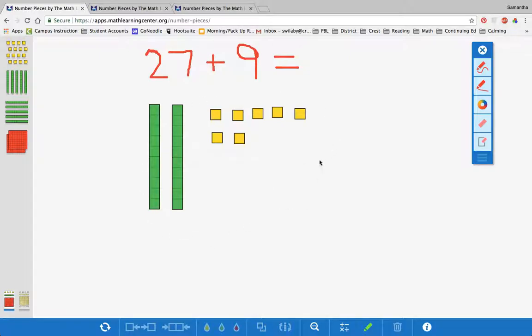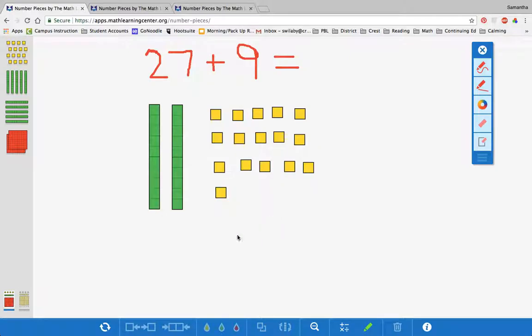So I built 27 with my base 10 blocks, 2 tens and 7 ones. Now I need to add 9 more. So I notice this is a single digit number, so those are ones. So I need to have 9 ones. 1, 2, 3, 4, 5, 6, 7, 8, 9.